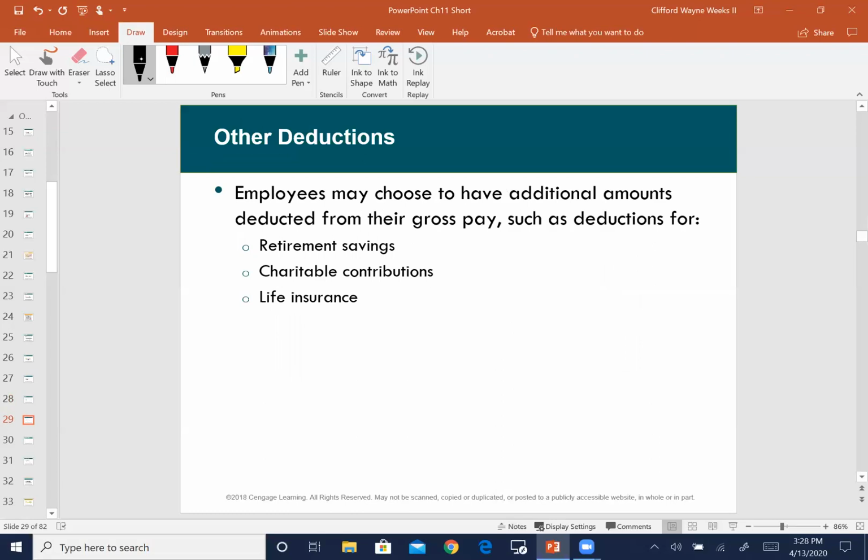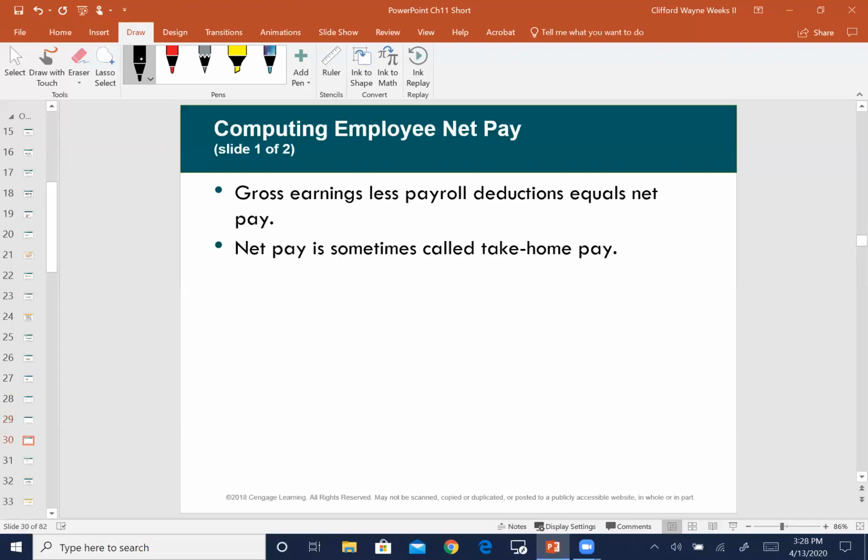So other deductions: employees may choose to have additional amounts deducted from their gross pay. Could be retirement savings, charitable contributions, or life insurance. Gross earnings less payroll deductions equal net pay.